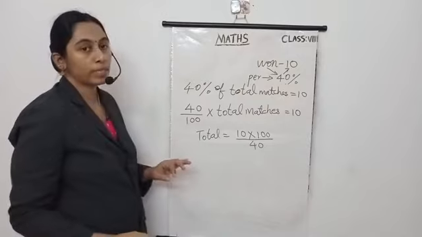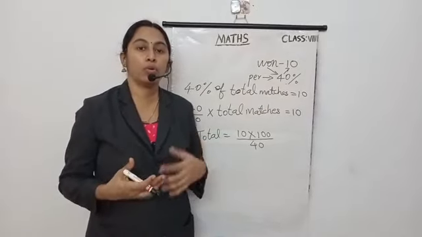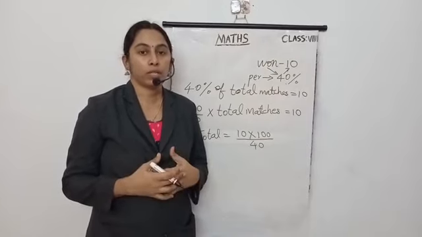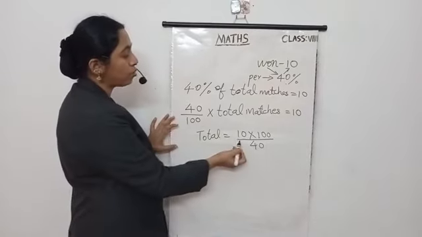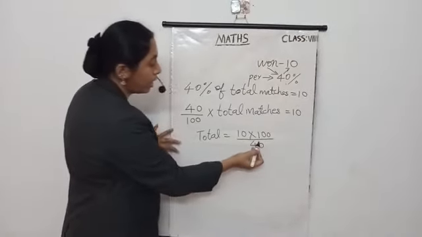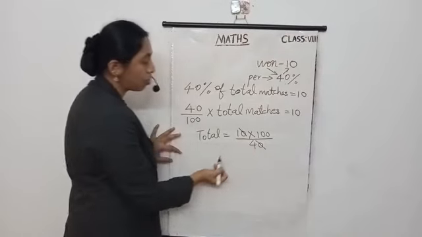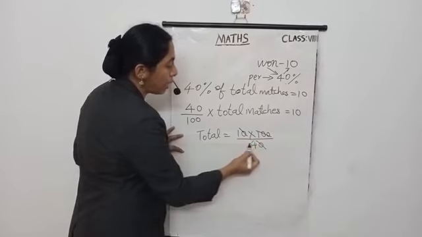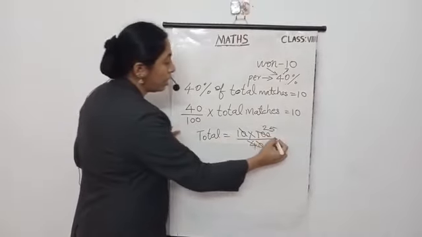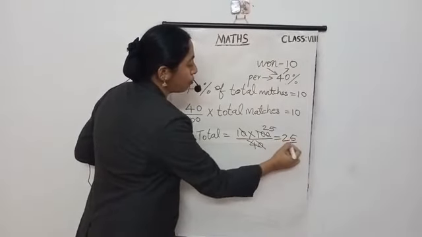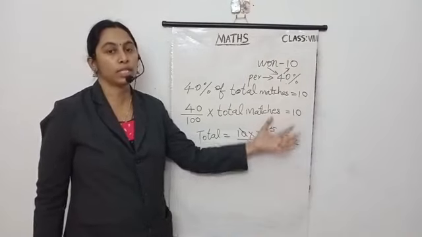So all students must watch this video again and again. Then you will get these ideas very well. Okay, so watch videos again and again. So listen carefully. Now 10 into 100 by 40. Now we can cut the 0 and this 0, then 40 and 40, then 400 by 4, we get 25. 25 into 4, we get 100. So the total number of matches is 25, and out of 25, they won 10 matches.